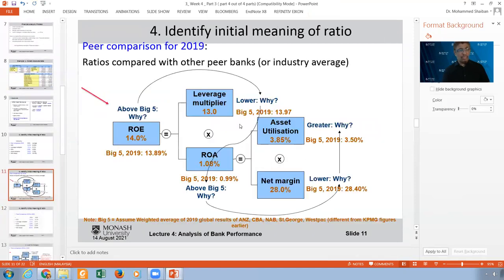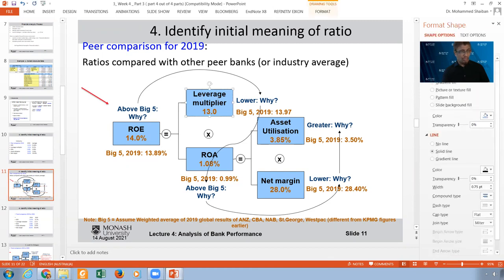So as you can see here, I think I have explained it. When you get the numbers, this is when we compare, and we have to ask the question, why? So we know that our ROE is high, but to answer why the ROE is high, we have to ask what happened to the leverage multiplier, the ROE, and the breakdown of the ROE, which is asset utilization and the net income.